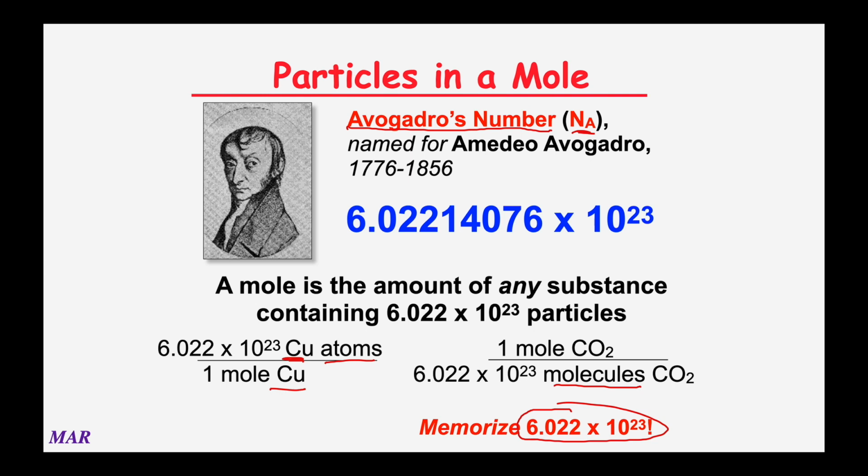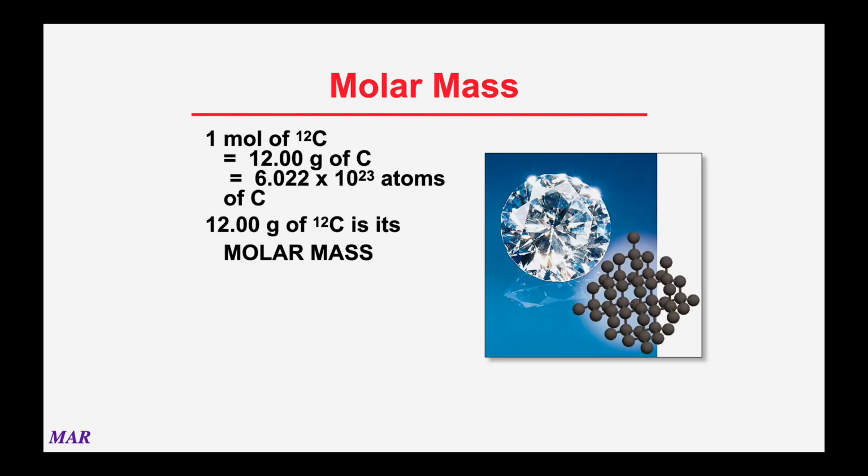Well, 6.022 times 10 to the 23rd is a mole, and a mole is 6.022 times 10 to the 23rd. If you have exactly 12.00 grams of pure carbon-12, and pure carbon-12, by the way, is hard to get because there's other isotopes with most carbon, but if you have exactly 12 grams of pure carbon-12, then you're going to have exactly 6.022 times 10 to the 23rd atoms of carbon. And they call this 12-gram number the molar mass. It's 12 grams of carbon in 1 mole of carbon.